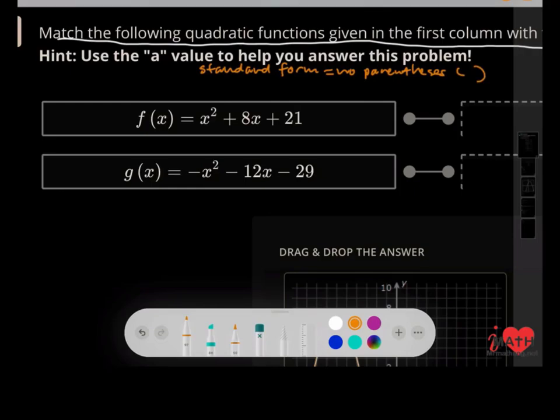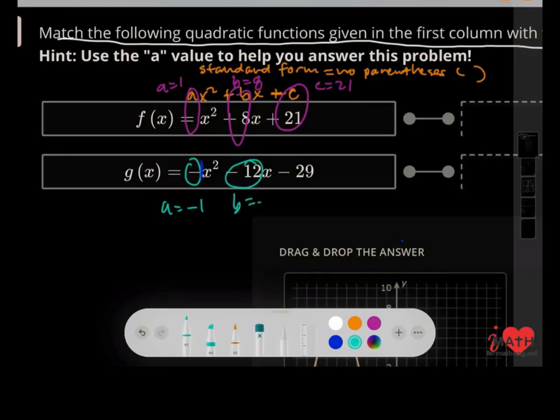You're going to have the standard form from your foldables, ax squared plus bx plus c. Do you guys notice this strategy I'm doing here is I'm writing the form right above my given. Why do I want to do that? Because then I can identify that the A is 1 in this problem, my B is 8, and my C is 21. The problem below, this would be A is negative 1. Remember, you can just write a 1 right there. And my B value, which is negative 12, and C value, which is negative 29.